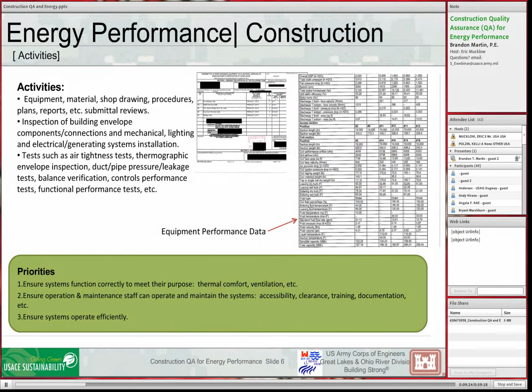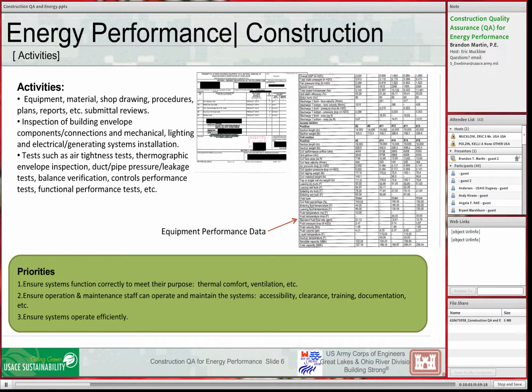So what are the activities we do in construction? This is really Construction Management 101 or Construction Quality Assurance 101. We review equipment, materials, shop drawings, any of the submittals related to the equipment that's going to be installed. We inspect the equipment once it's installed. We make sure the correct equipment has been put in place. We make sure the building envelope components have been connected correctly. We make sure the mechanical systems are wired, they have controls, they've been balanced. And we perform tests on all of these things.